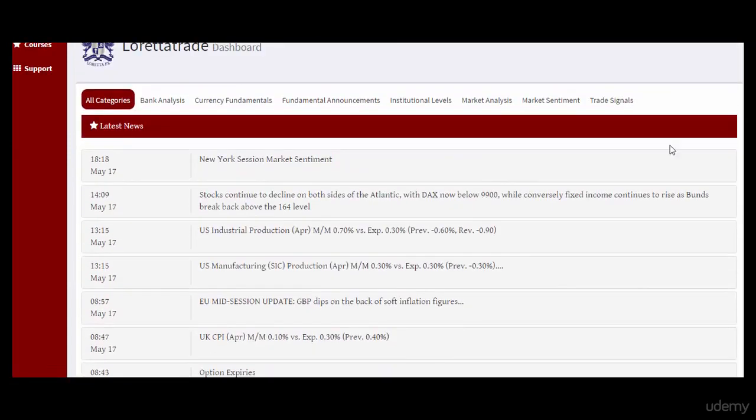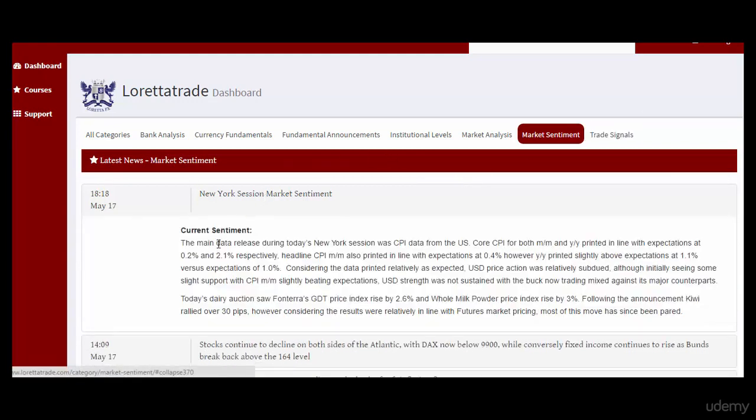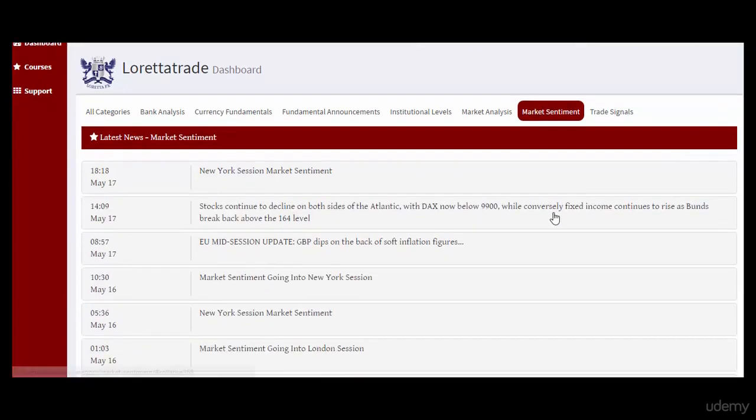Then the next thing you will do is go on market sentiment and get an overview of what was causing yesterday's market sentiment, what caused the previous session's market sentiment, and what is driving the current market sentiment. Okay, so here you will see what is driving the current market sentiment, what drove yesterday's market sentiment, stuff like that. So you have to read these and get an understanding of what was driving market sentiment yesterday, what was driving market sentiment in the previous market session, and what is currently driving market sentiment.